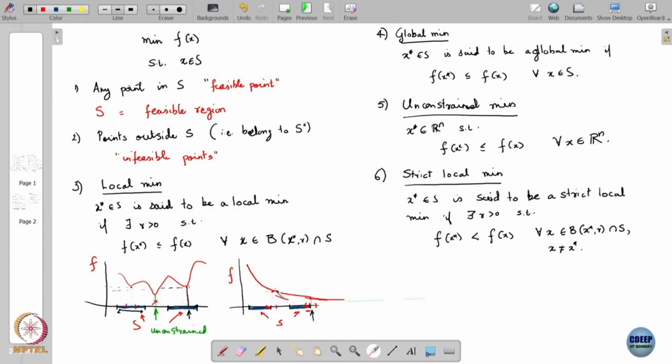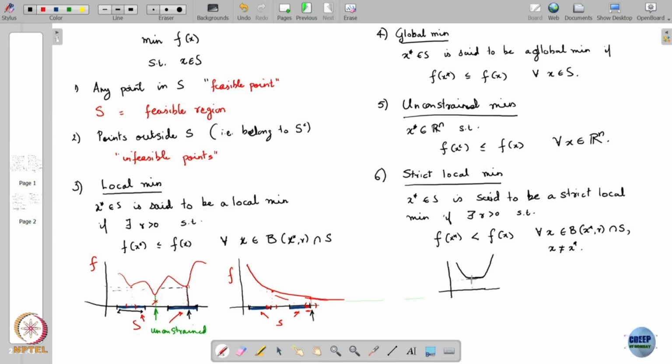What about this particular one? This is also strict, likewise this is also strict. So, these are all strict local minima. So, what does a non-strict local minimum look like? What must happen is something like this. All these points have the same function value.